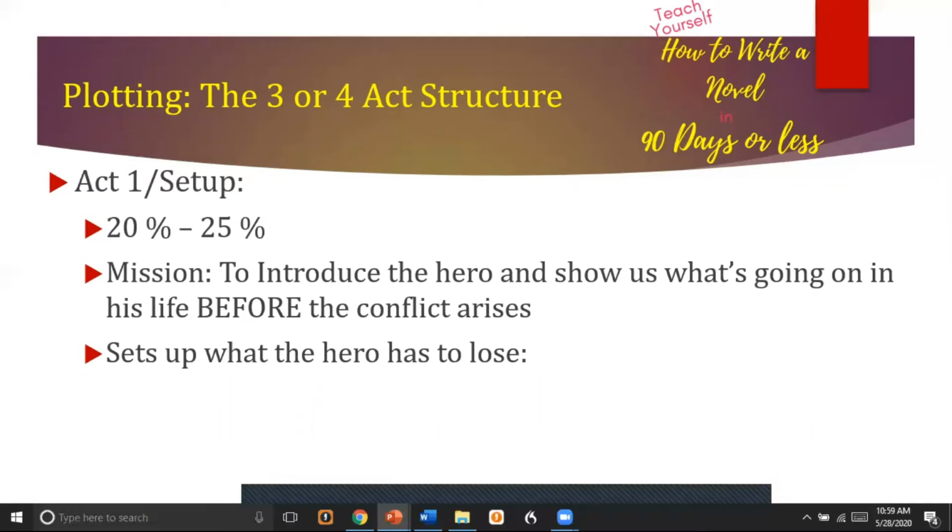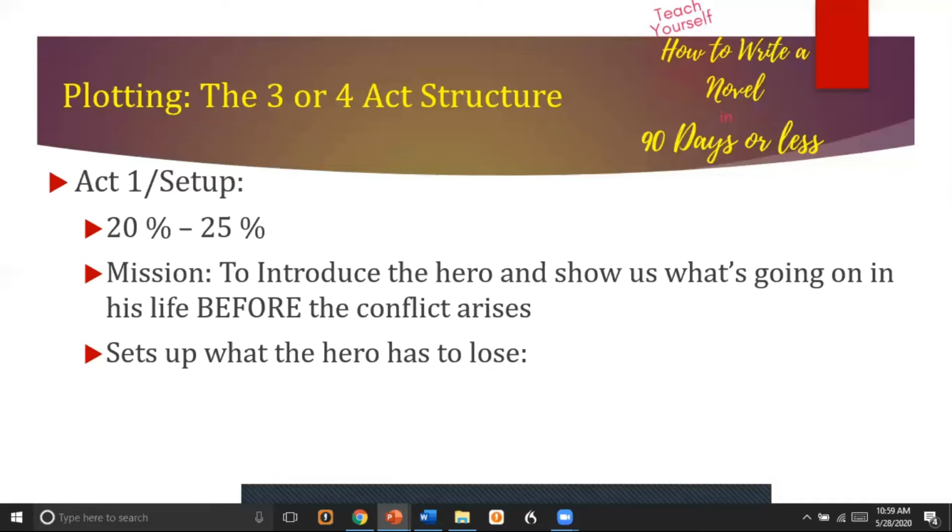In the first act, so this is the first 20 to 25% of your story, you're basically just introducing us to the hero and showing us what is going on in his or her life before the conflict arises, okay? So this is just the status quo. It's his life before the conflict, before the world of the story. How is he living at the beginning, okay?